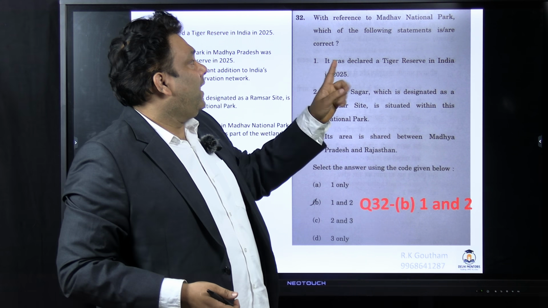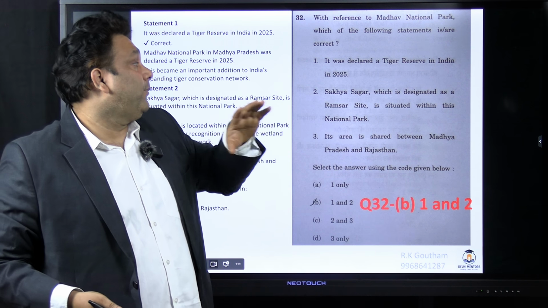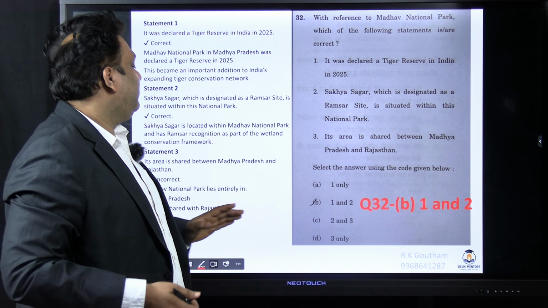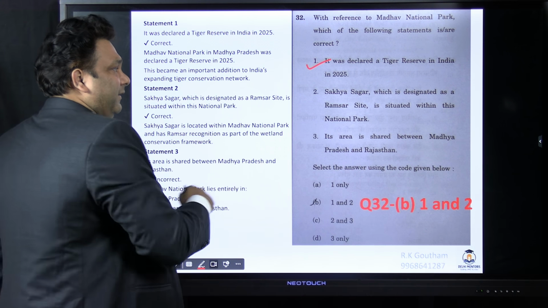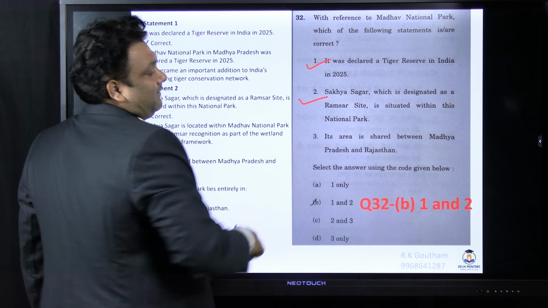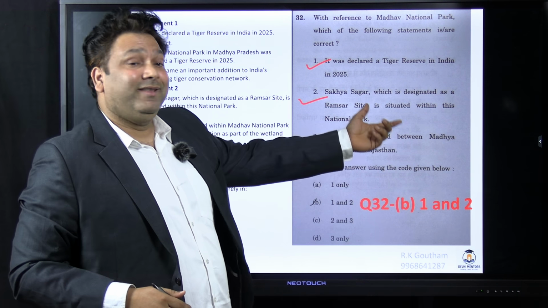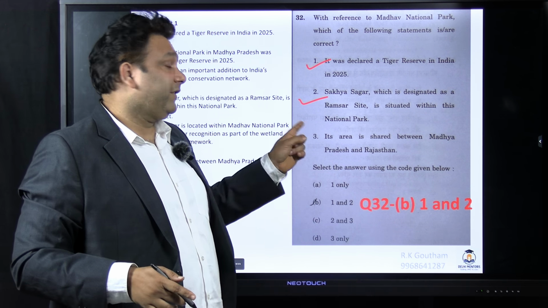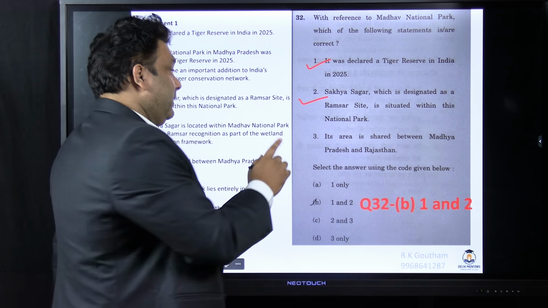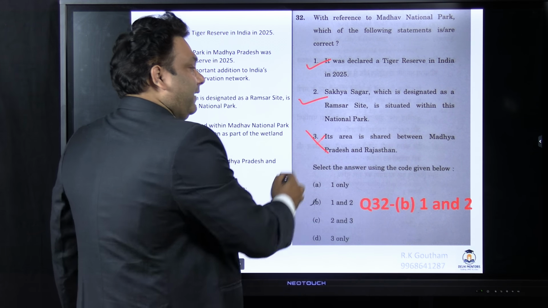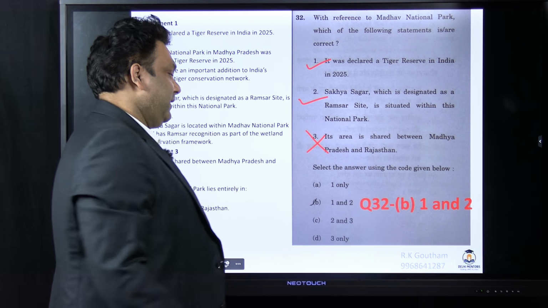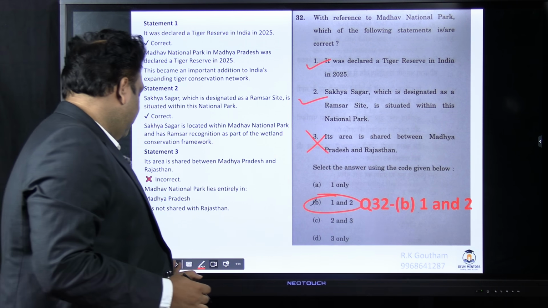So next, Madhav National Park. This also we have discussed in the mapping part. So it has been declared as Tiger Reserve. This has been in the news. We have discussed. Next, Sakhya Sagar. Ramsar site is situated within this national park. So this also, Ramsar sites also I have discussed in Indian mapping. So it is the area shared between Madhya Pradesh and Rajasthan. This is a wrong statement. It is completely located in Madhya Pradesh. The statement 1 and 2.